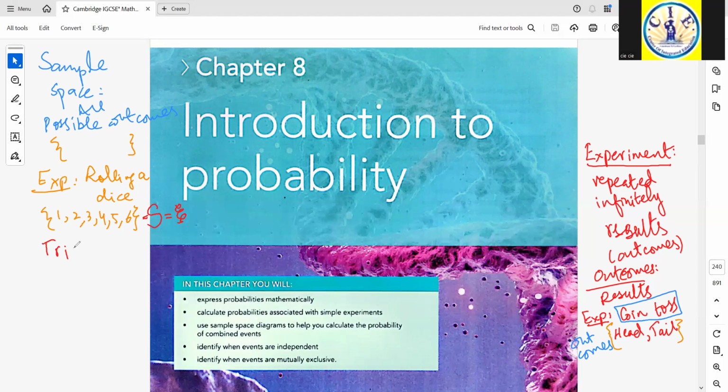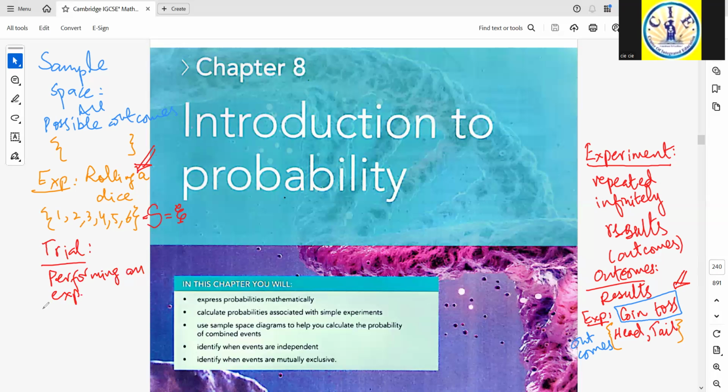And now there is another definition of trial. Performing an experiment is known as a trial. For example, this rolling of a dice is a trial. Similarly, tossing a coin is one of the trials as well.